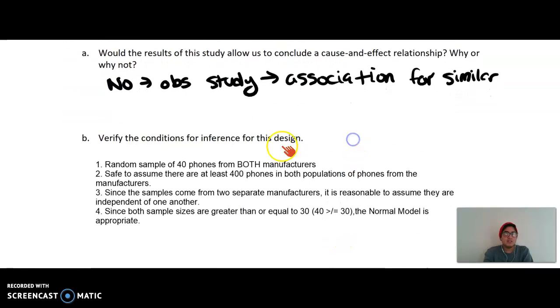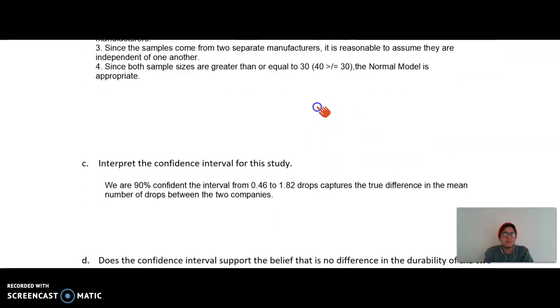Now our conditions are the same. We did random samples of 40 from both. So the normal model would be appropriate by the central limit theorem. It's safe to assume there's at least 400 phones from both manufacturers, and because we took the sample from two separate manufacturers, it's reasonable to assume that the durabilities of the phones would be independent of one another.